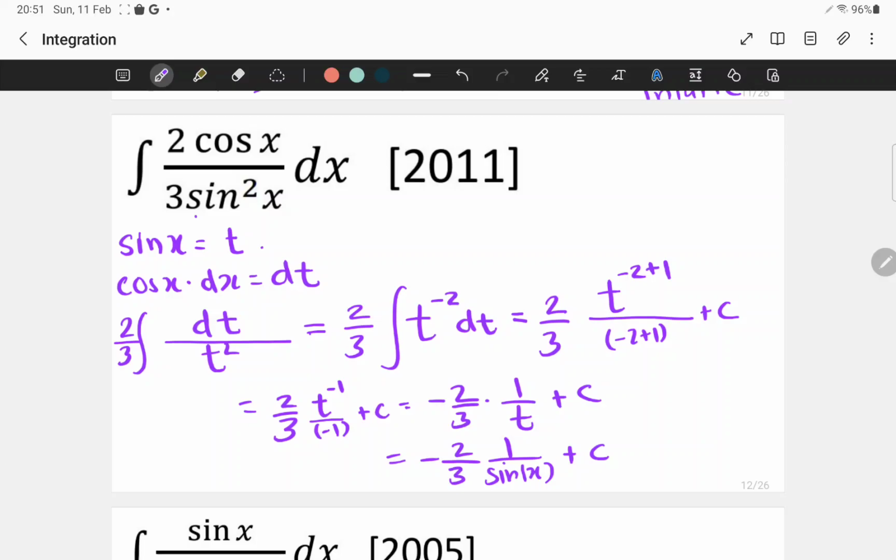So just keep an eye out: can you find a function and its derivative in the numerator? If you find such a problem, always assume that as t and replace the derivative.